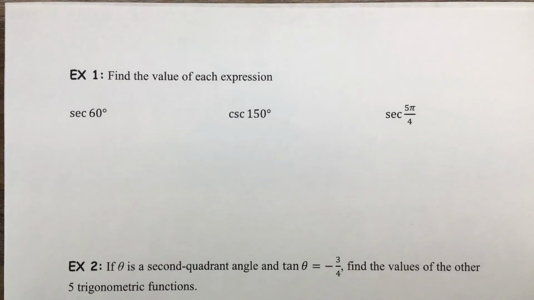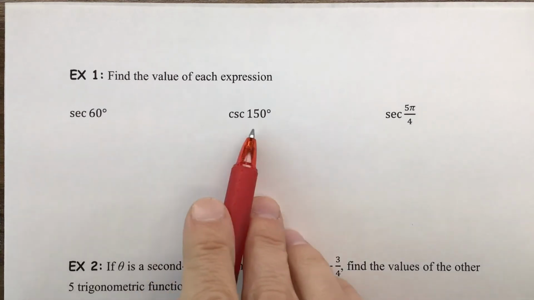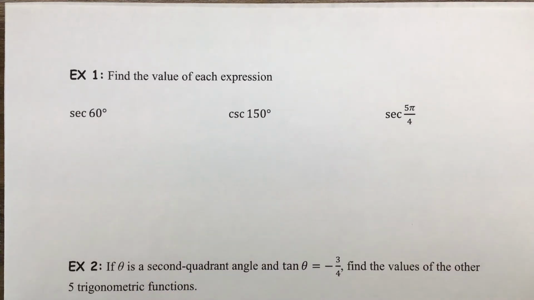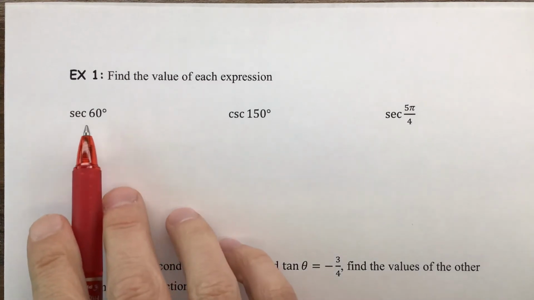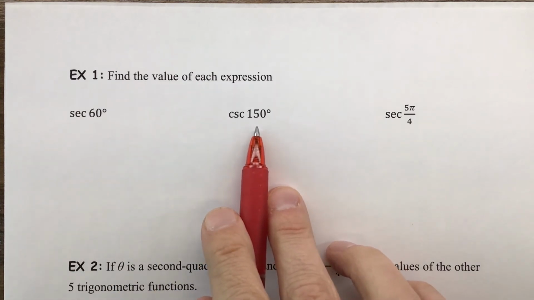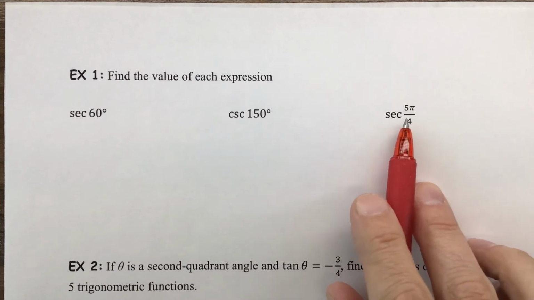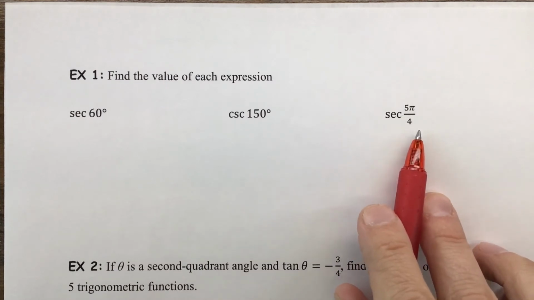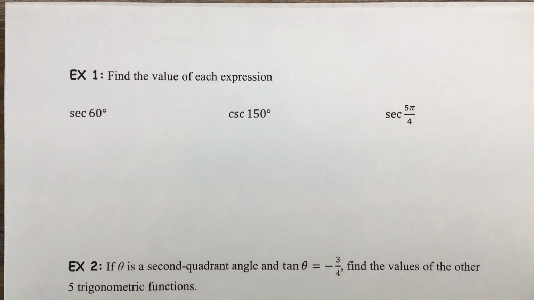All right, example number 1. Let's see if we can evaluate some things here. What we're going to need to be able to do is make the connections between reciprocals. What we have here is secant, cosecant, secant, so we need to know what their reciprocals are. We are also going to be looking at the special angle measurements. If you notice here, it's 60 degrees, 150. 150 is based off of those special angles, and even 5 pi over 4. That's going to be based off of one of our special angles here.